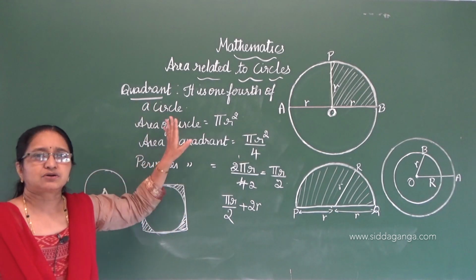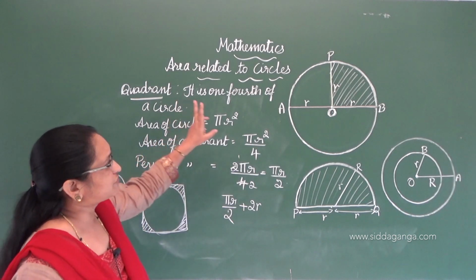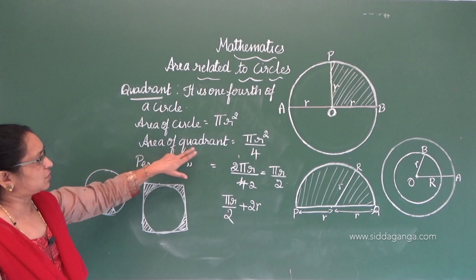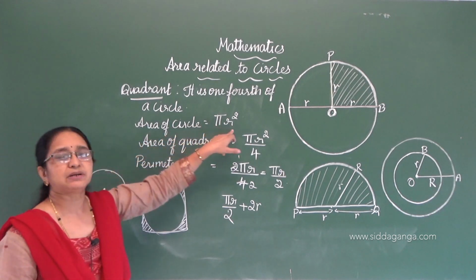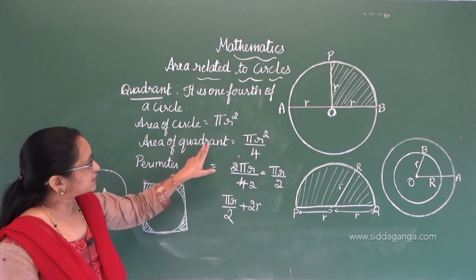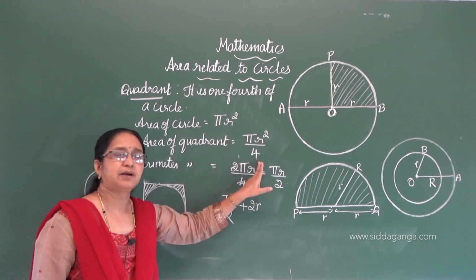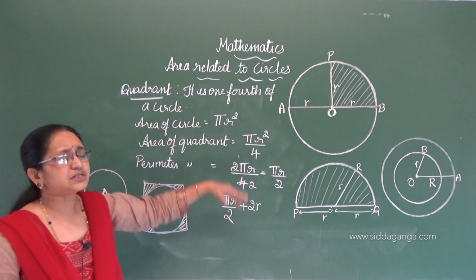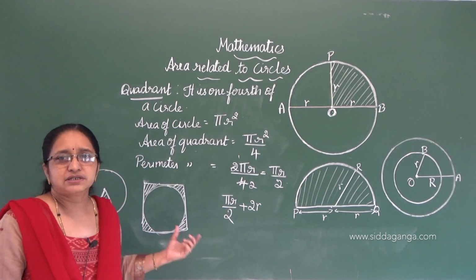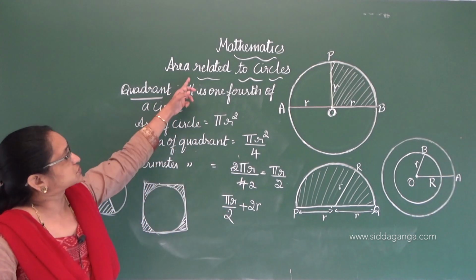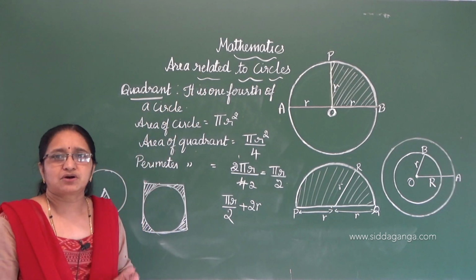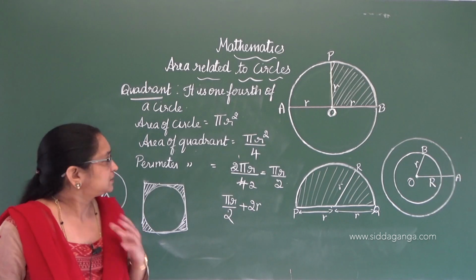A quadrant is nothing but the 1/4 of a circle. And how to find out the area of a quadrant? The area of a circle we know is pi r square, and the area of a quadrant will be pi r square divided by 4, because it is 1/4 of a circle. You will need all this when we go deep into this concept of area related to circles. So I am just trying to recall all those which I have studied in the lower class.